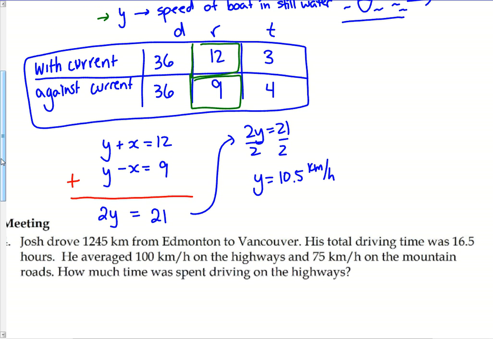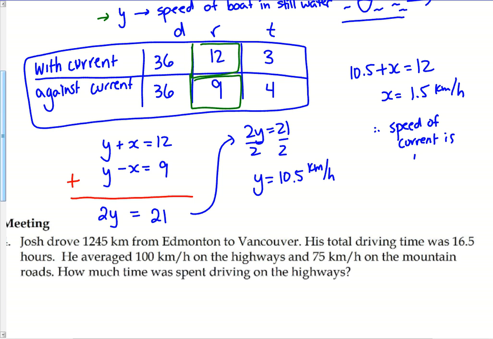So then what's x? Well, we can use either equation. 10.5 plus x has to equal 12. So what does x equal? 1.5 if we subtract that over. So therefore, the speed of the current is which one? Is x. Good. 1.5 kilometers per hour. And the boat speed in still water is 10.5. There you go.